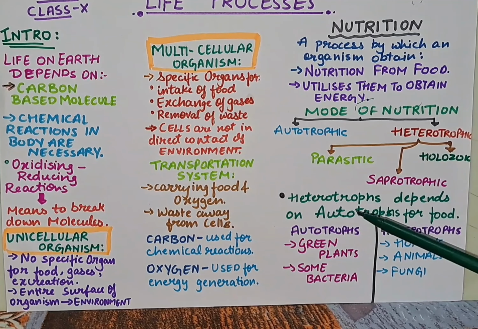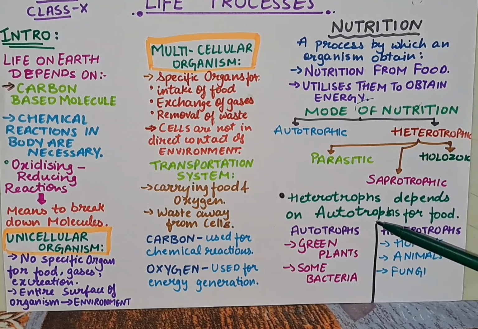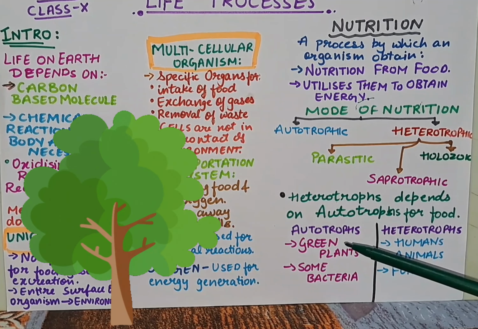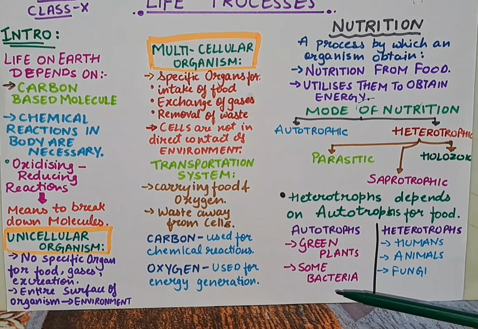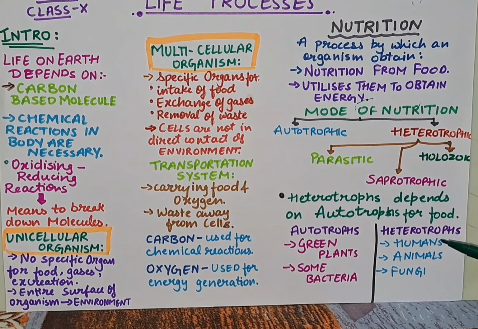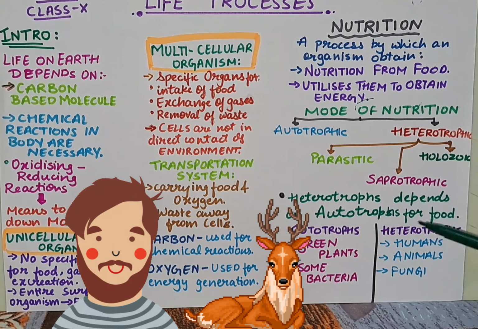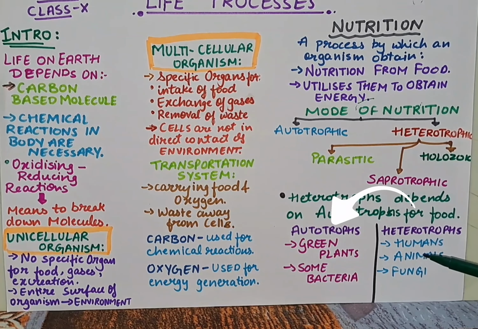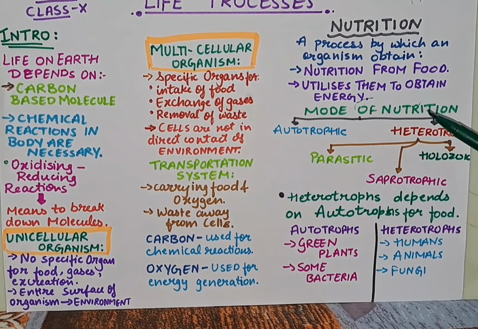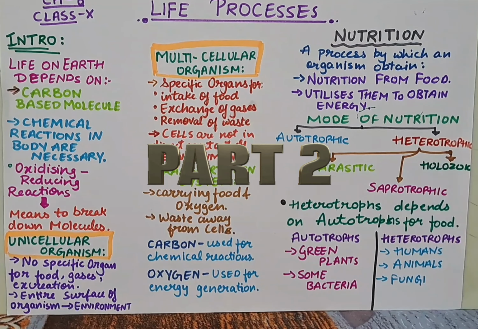Next, heterotrophs depend on autotrophs for food. Now what are autotrophs? Some examples are green plants which do photosynthesis. Some bacteria are also autotrophs. Talking about heterotrophs, they are like humans, animals, and fungi. We depend on what? We depend on green plants. So we are heterotrophs. For further explanation, we will be looking forward to part 2 of this chapter.